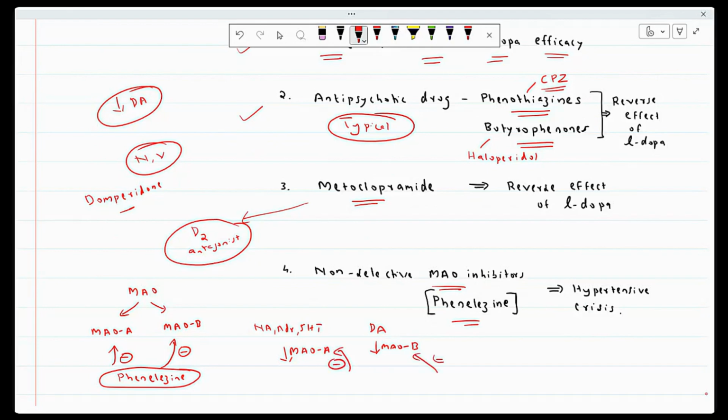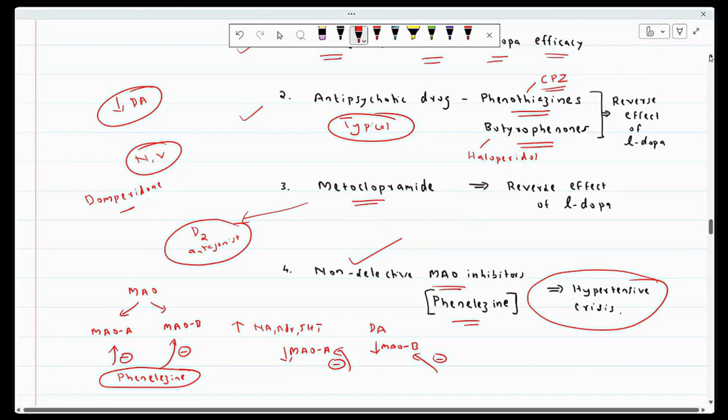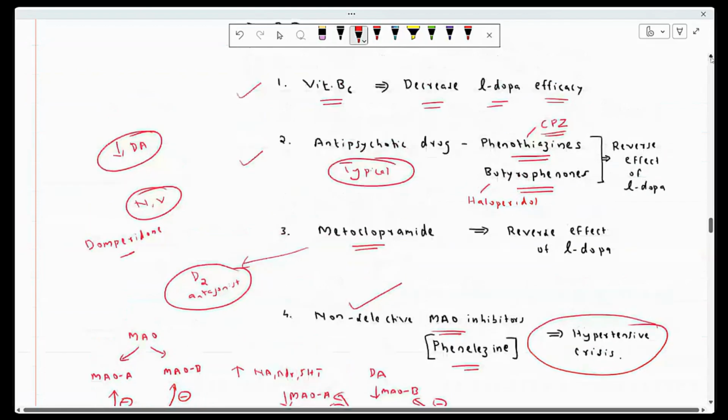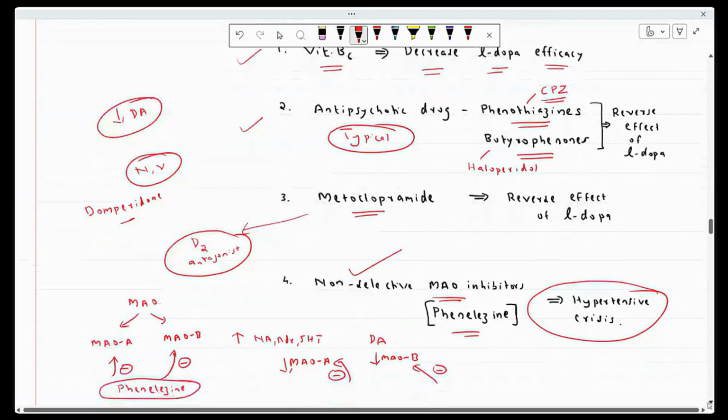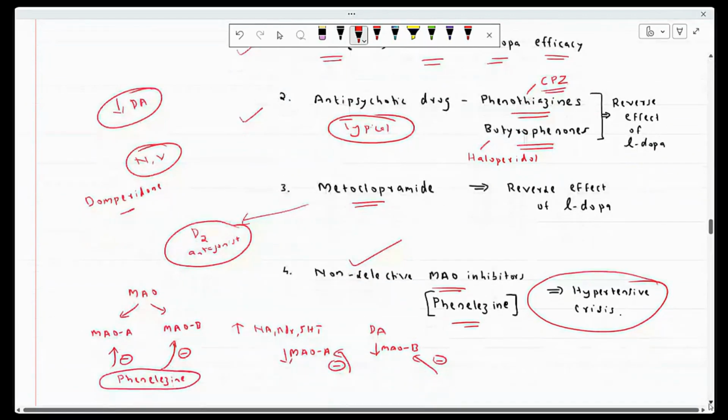What can happen? Noradrenaline level can increase, adrenaline level can increase. So that can result in hypertensive crisis, because the sympathetic system will be stimulated. Okay, so you should not administer a non-selective MAO inhibitor along with a levodopa kind of drug because it can result in hypertensive crisis. So in drug interaction, you need to remember vitamin B6 should not be given. Typical antipsychotics should not be given. The antiemetic metoclopramide should not be given, and the non-selective MAO inhibitor also should not be given.